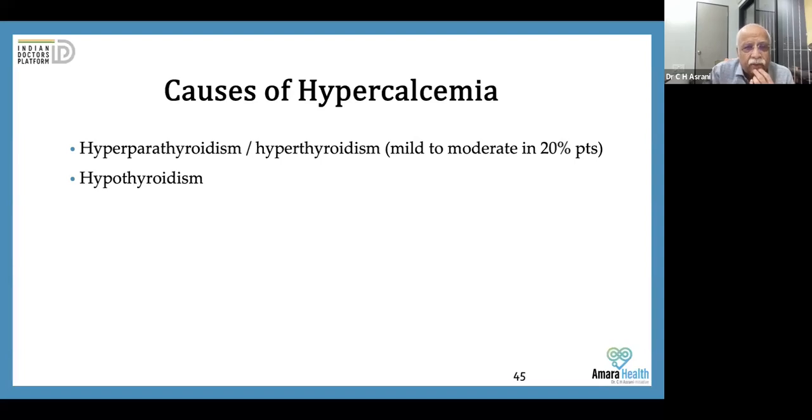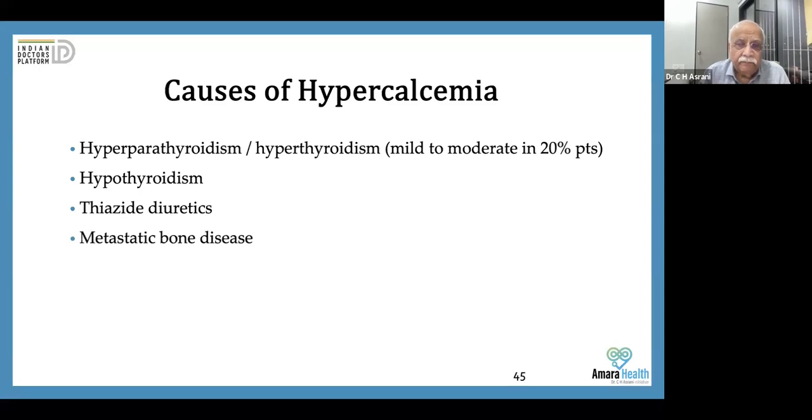Then hypothyroidism also may have hypercalcemia. So parathyroid is the main hormone which can give the patient hypercalcemia. Thiazide diuretics, metastatic bone disease, vitamin A or D excess.